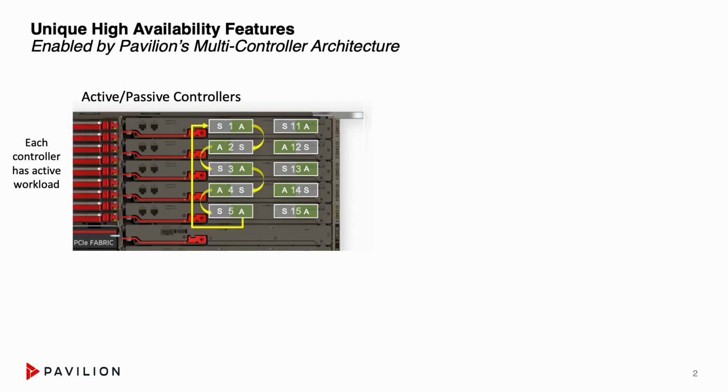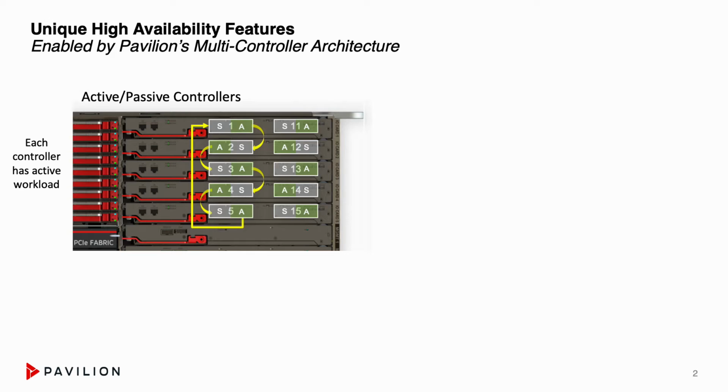Now, in a typical environment, you have a dual controller system. So you have one's active, one's passive, and one's active for one and passive for the other. In our scenario, we can have many controllers. So we're going to start with 5 controllers, and we can set that up in an active, passive, round-robin approach. Controller 1 has its own active workload, and it has a failover controller of controller 2, which has its own active workload. And this is demonstrated by the A in the green and the S in the gray.